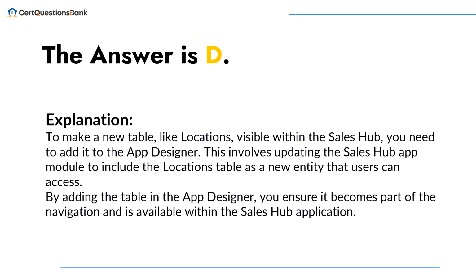The answer is D. To make a new table, like Locations, visible within the Sales Hub, you need to add it to the app designer. This involves updating the Sales Hub app module to include the Locations table as a new entity that users can access. By adding the table in the app designer, you ensure it becomes part of the navigation and is available within the Sales Hub application.